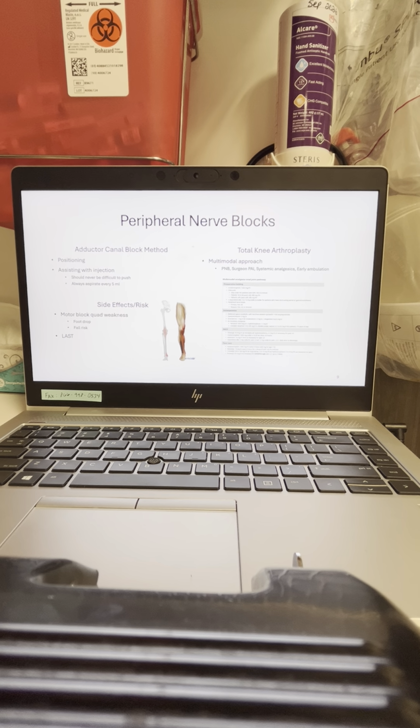For side effects, same thing. If you were helping with the injection portion of that, it should always be easy: aspirate every 5 mils. We will give anywhere from 10 to 20 mils in that spot, depending on how the spread is looking and whether we're in the actual canal.